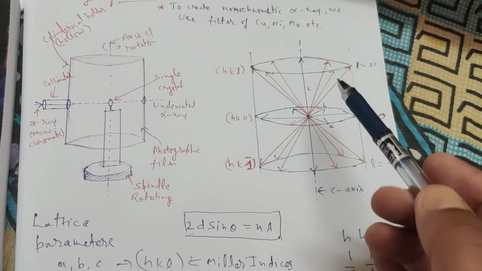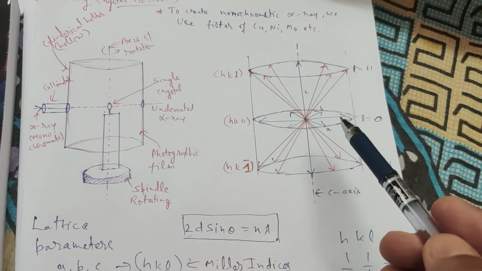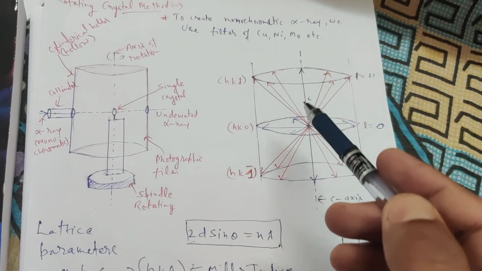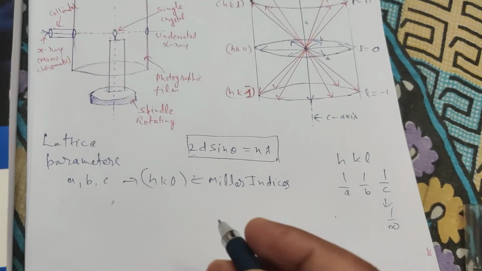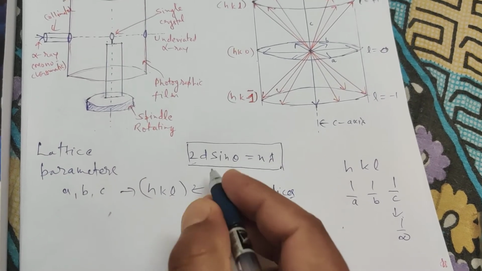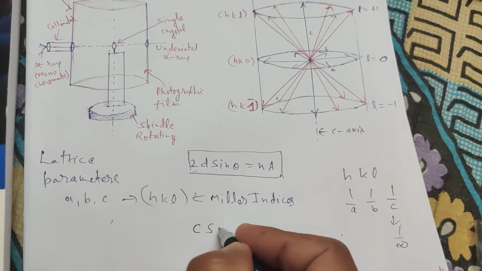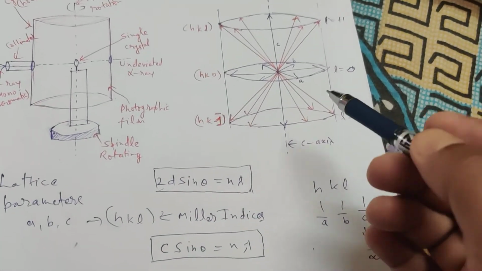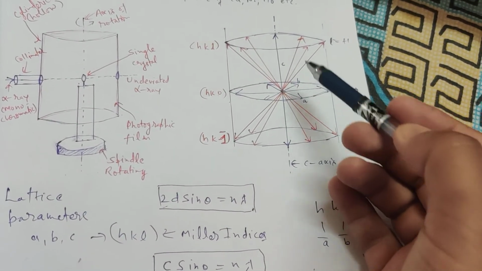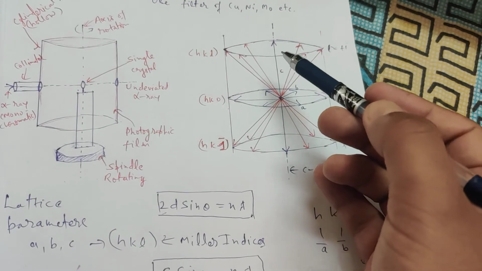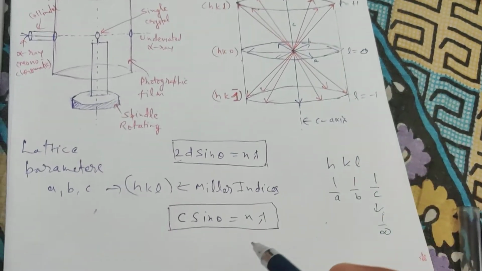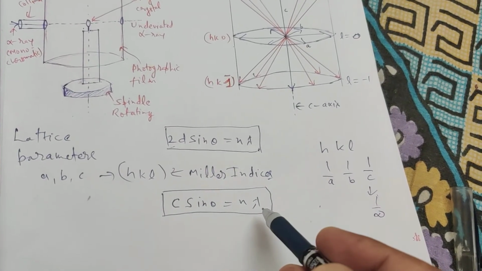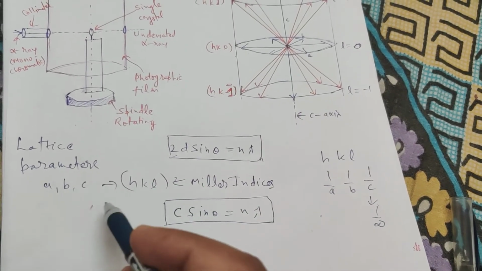So the distance between these layers depends upon the lattice points along this c axis. Therefore this c can be determined by putting in c, sin theta and lambda. As I said, the distance between these layers depends upon the distance between the lattice points along this c axis. So the distance is 2d = c. From here c can be determined, which means I have determined c.